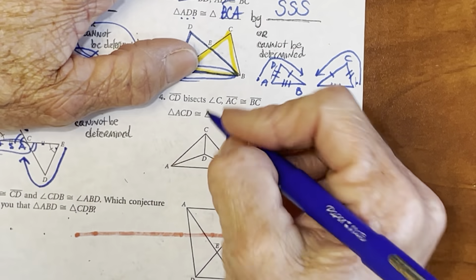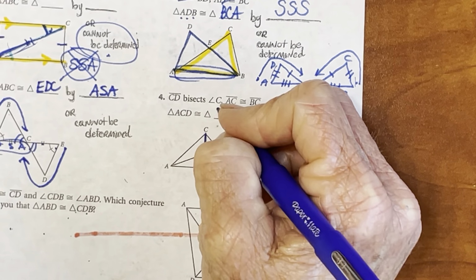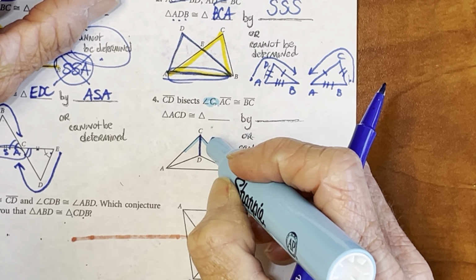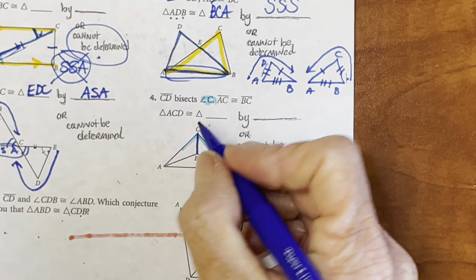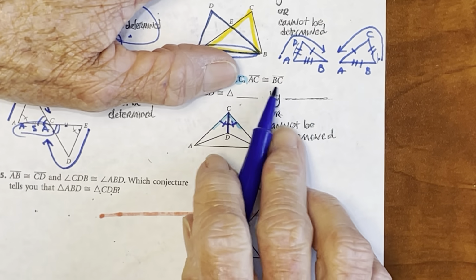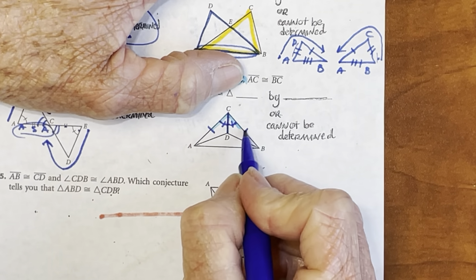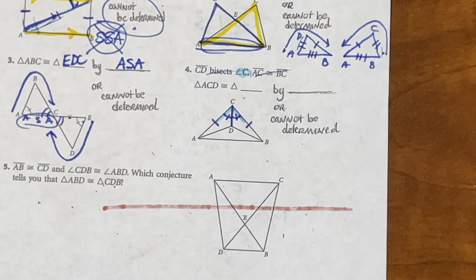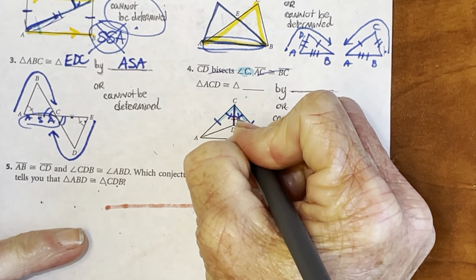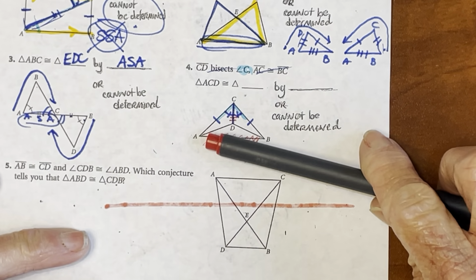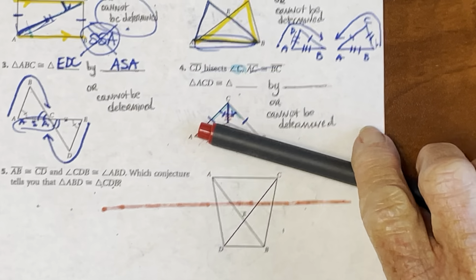In number 4, we're told that segment CD is bisecting angle C. So this angle up here is cut into two equal pieces. Then it goes on to say that segment AC is congruent to BC, and now we're out of given information. But these two triangles share side CD. So this has nothing to do with this problem. If you could cover it up, we're just looking at these two triangles.